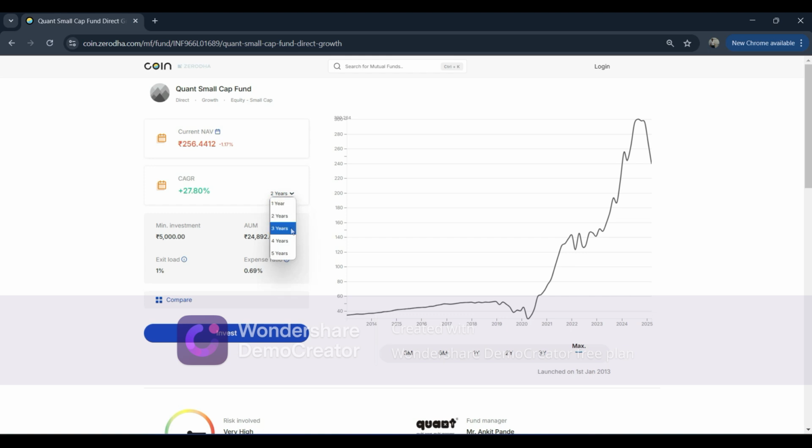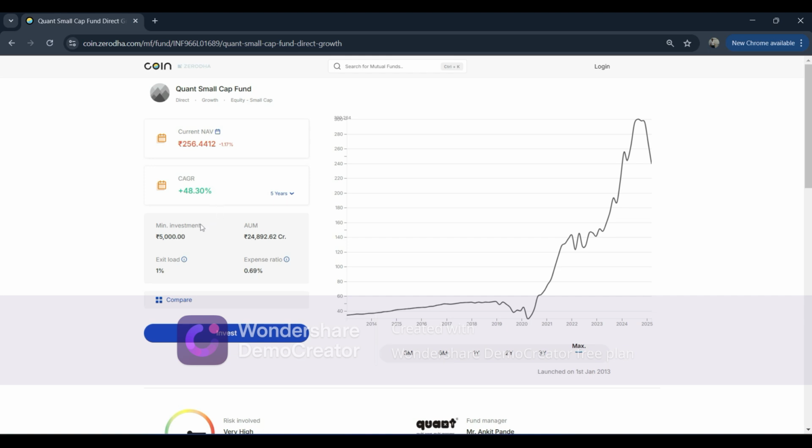Similarly, we can see the returns of 3 years, that is 22.55%, 4 years, that is 27.08%, and 5 years, which is a decent time duration in which we can analyze and come to a conclusion whether the performance of the mutual fund is good or bad. So it has given an annual rate of return of 50%. Means every year the amount invested is increasing by approximately 50%. Okay, that is the CAGR we are talking about.